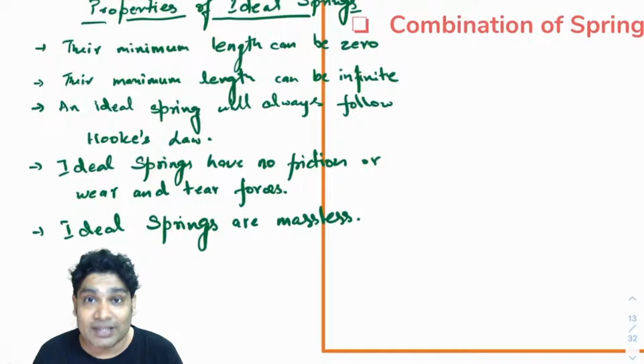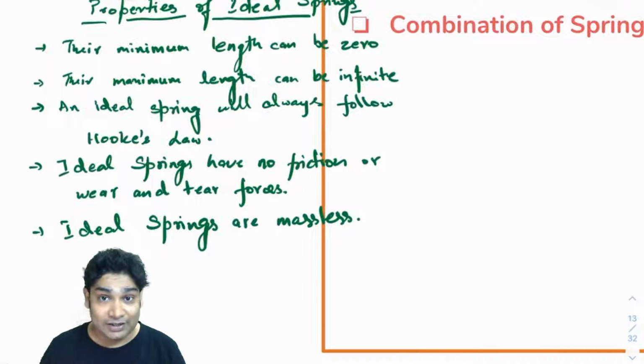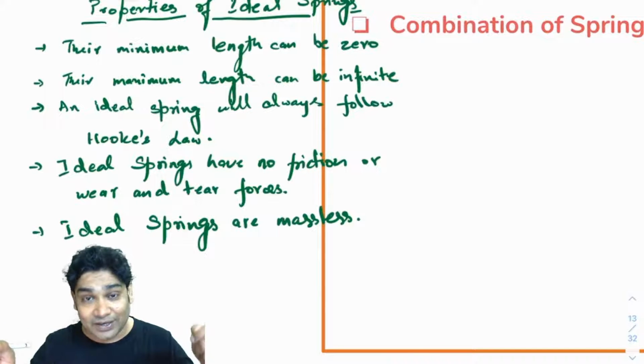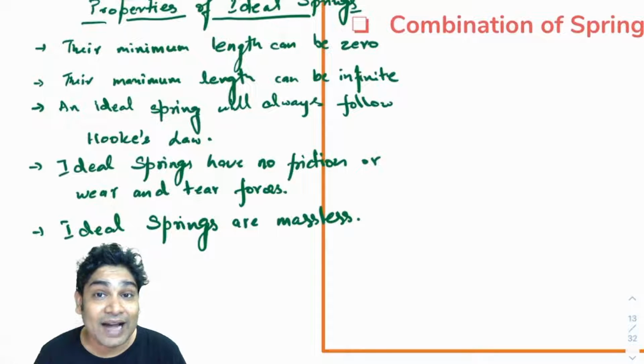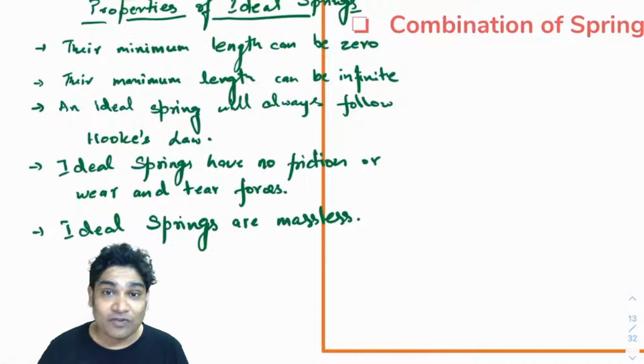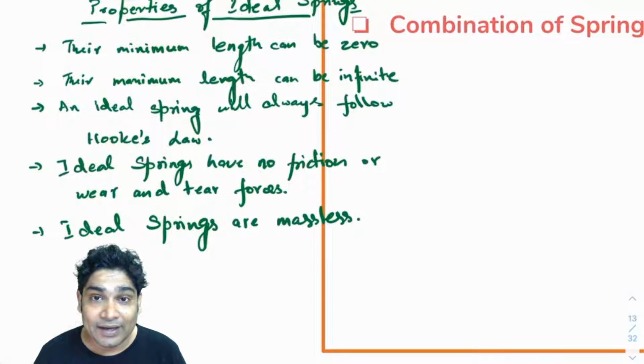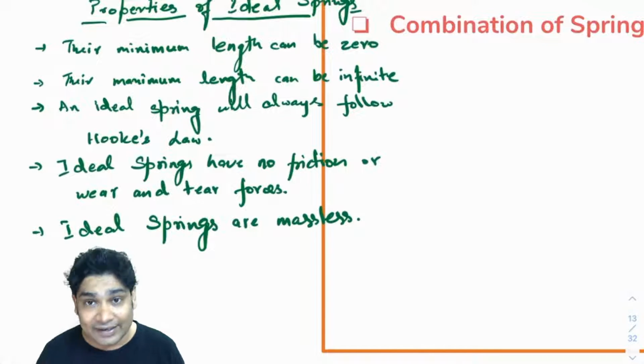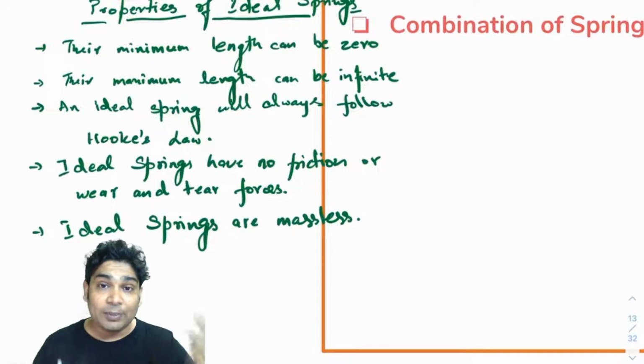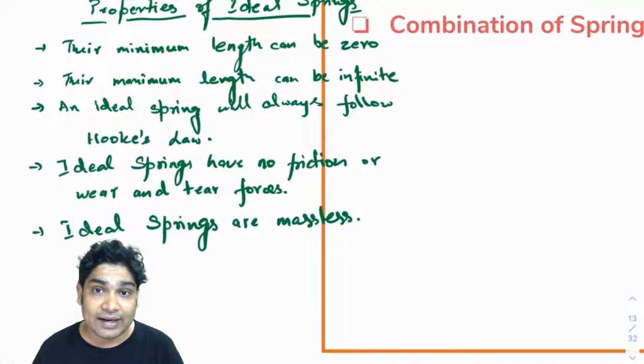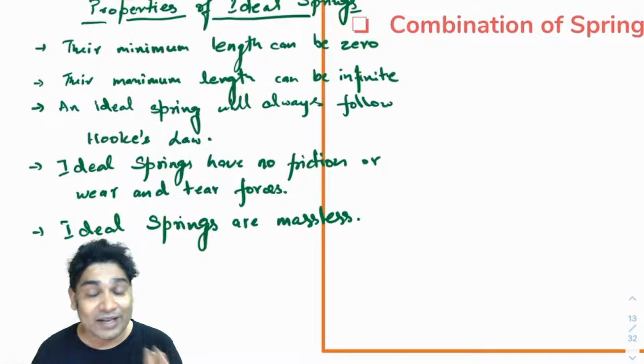So the first assumption is that the minimum length of such a spring can be 0. The second assumption is that the maximum length can actually be infinite. Theoretically, you can stretch an ideal spring up to infinity also. Now, an ideal spring will always follow Hooke's law. It never stops following Hooke's law. In real life, obviously, over a period of time, every spring gets damaged and will not be able to follow Hooke's law eventually. For some time, it will behave as an ideal spring. All right, it will always follow this law.